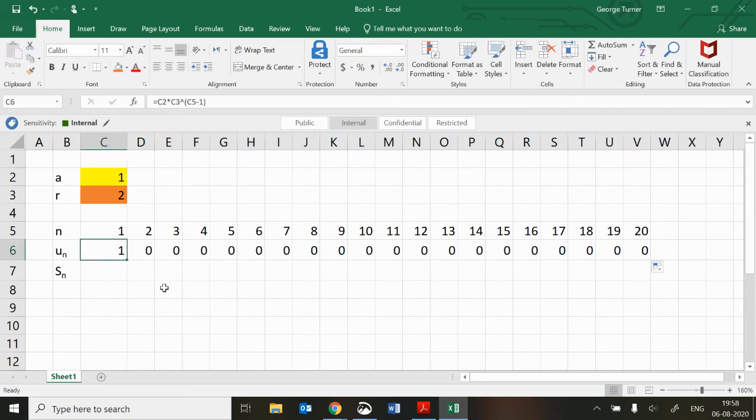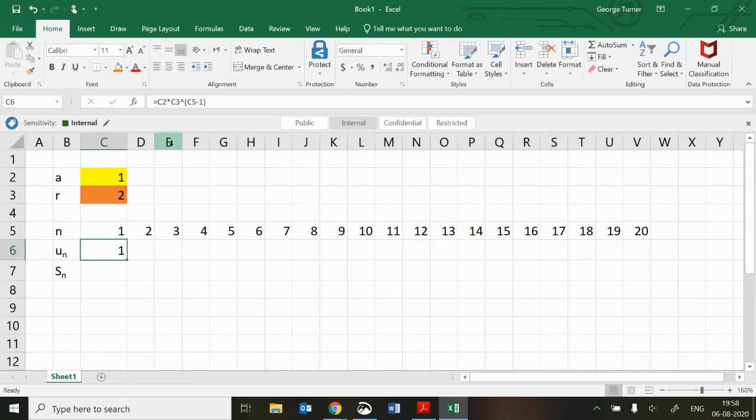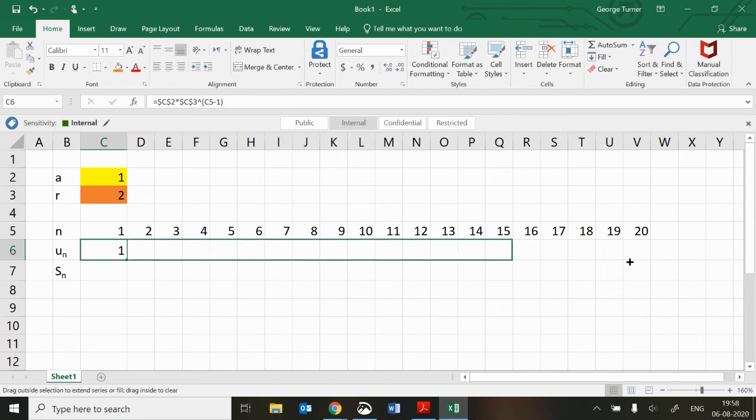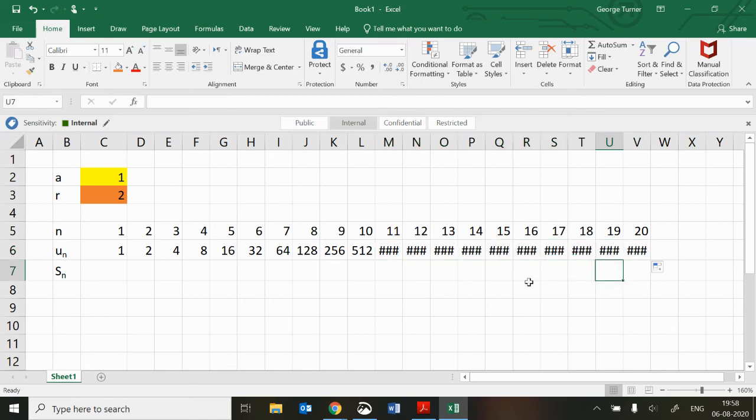Should do. Oh, no, it isn't, because I'm being dumb, I didn't fix anything. In Excel, if I want to fix something, I would put in a dollar sign here and a dollar sign there as well. Now that fixes it, but I don't want to fix the C5 because that's going to change each time. N is going to change, but the A and the R are going to remain the same. So now we have our powers of 2, and obviously they get too big for the squares over here.